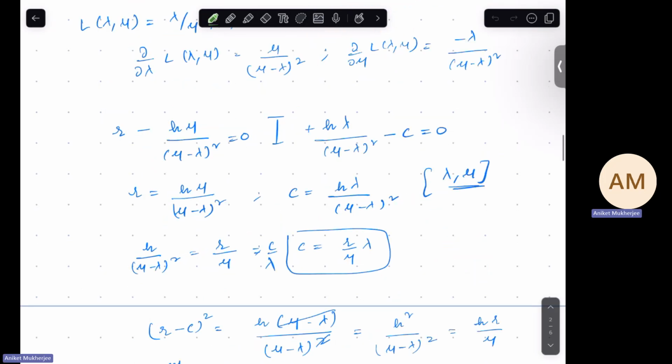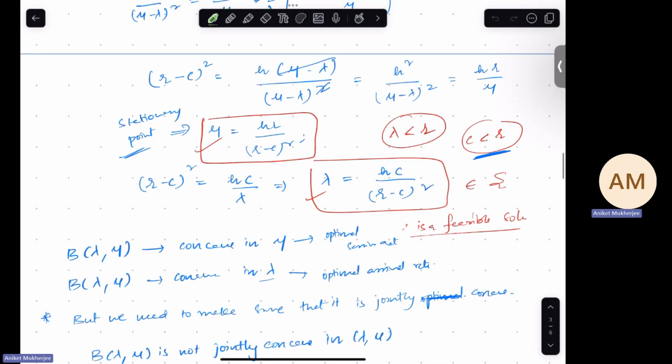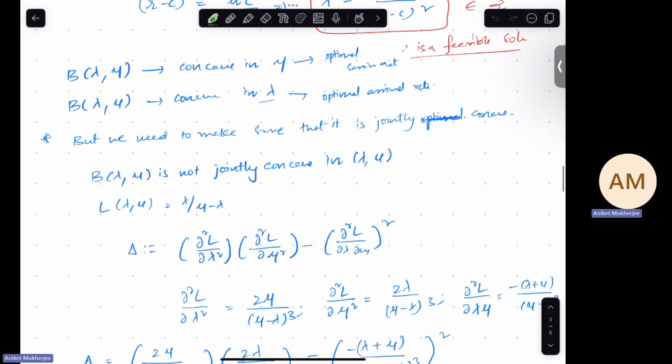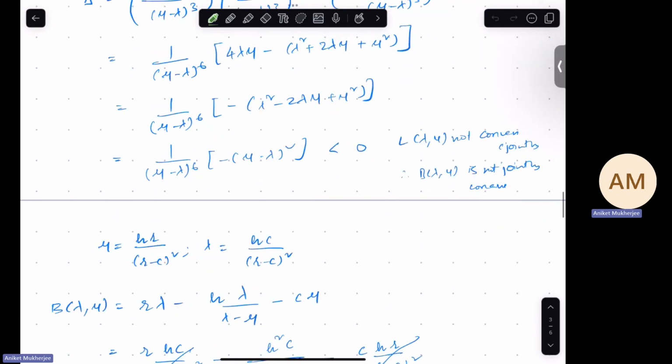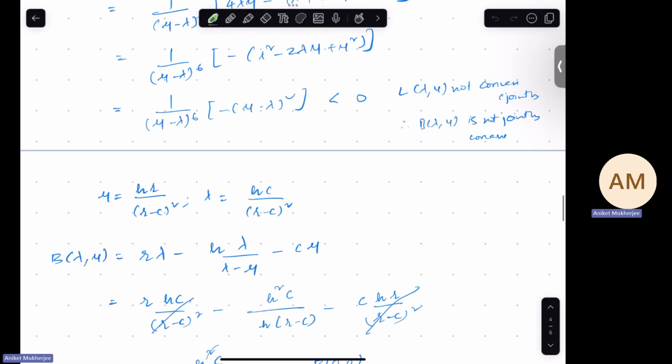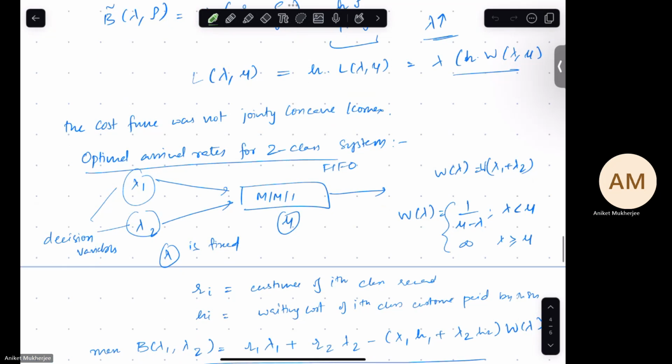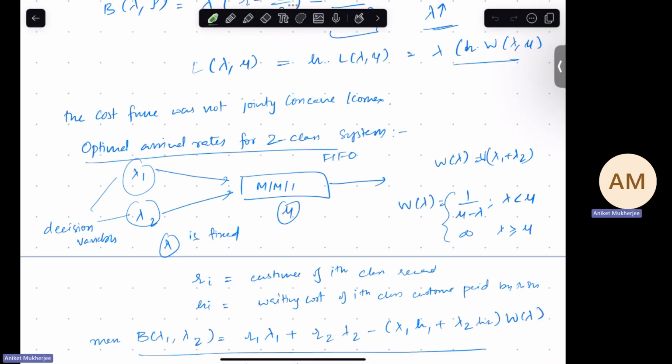To find where we went wrong, we checked whether the cost function that we have designed is concave or convex. If you're maximizing, it should be concave. If you're minimizing, it should be convex. We saw that it is not jointly concave in lambda and mu. Since it is not jointly concave, the first order conditions are just necessary, so they won't necessarily give your optimum. You can't say anything about it.